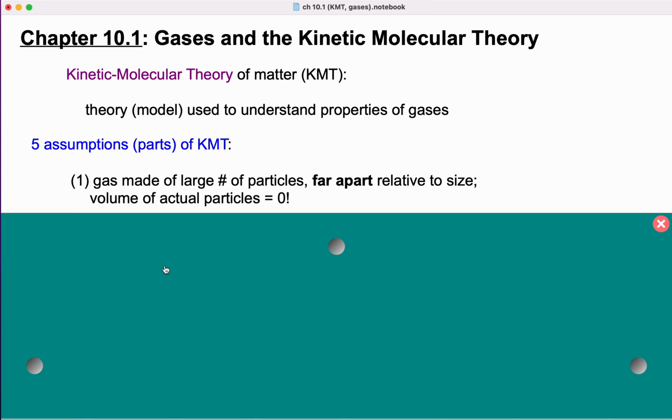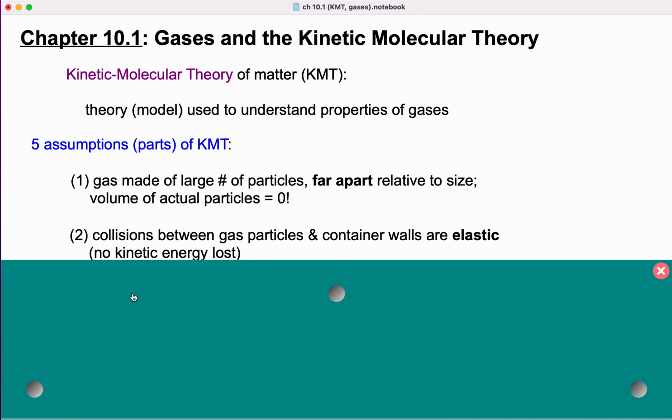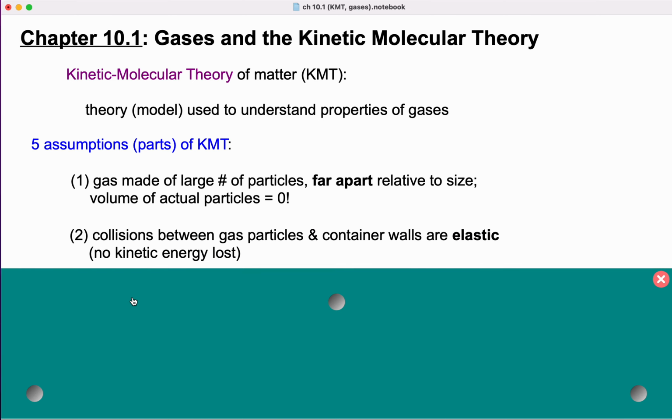Number 1, a gas is made up of a large number of tiny particles that are so far apart relative to their size that the actual volume of the gas particles is 0. Think about that. The particles are so spread out that the volume of the actual atom or molecule that makes up the gas is 0. Interesting. Number 2, collisions between the gas particles and the container walls are elastic. That is, when the gas particles bump up against the wall of the container or against one another, they do not lose any kinetic energy. This is an important part of the kinetic molecular theory, but we're not really going to be dealing with that too much this year.